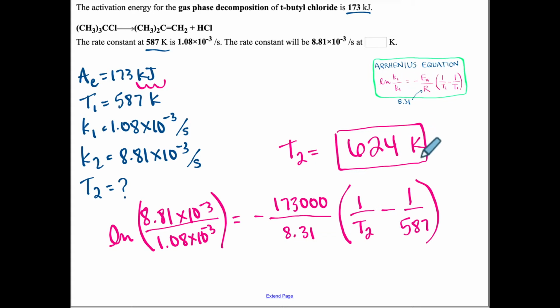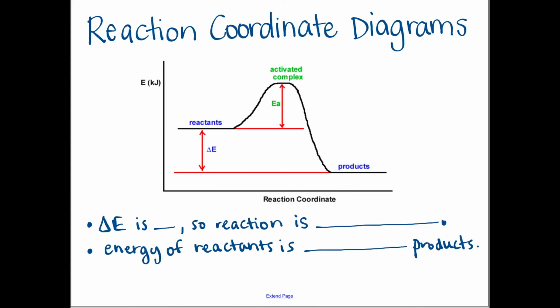This is a reaction coordinate diagram. There are a number of things that you can find out from these diagrams. Here on the y-axis we have the energy, and it increases as you go up.